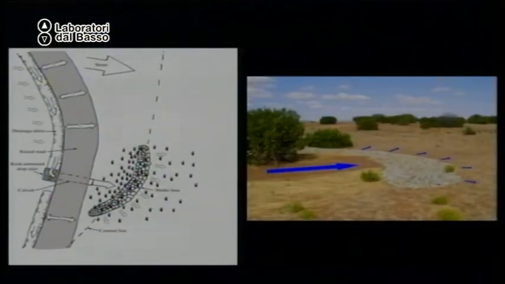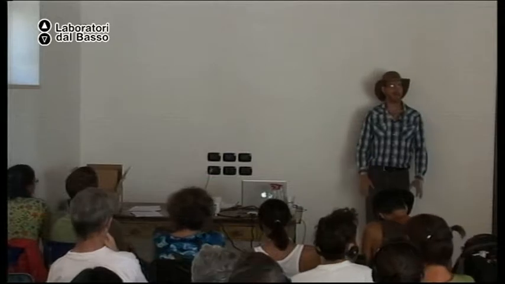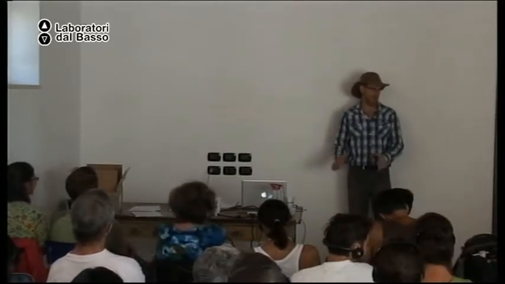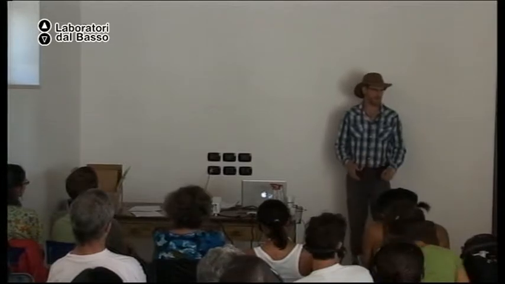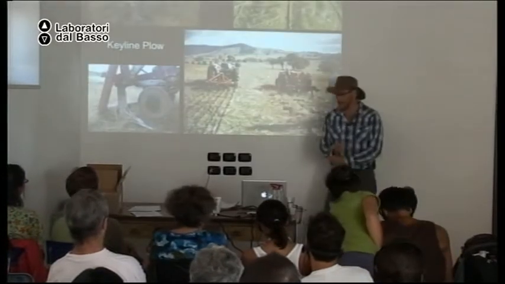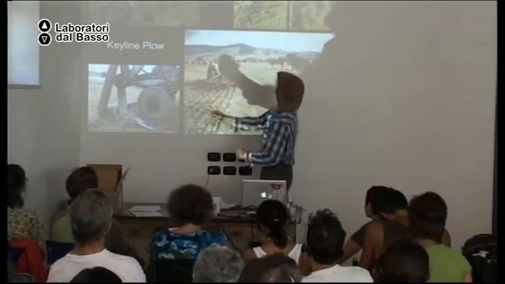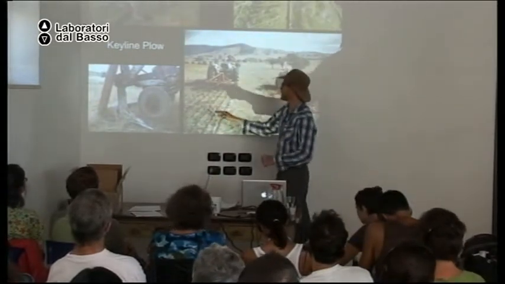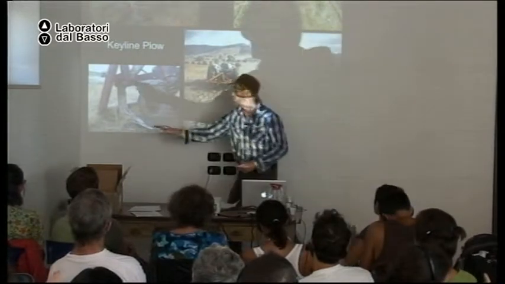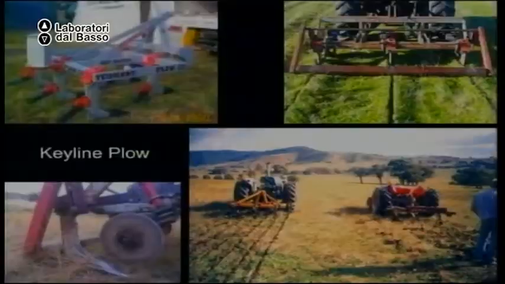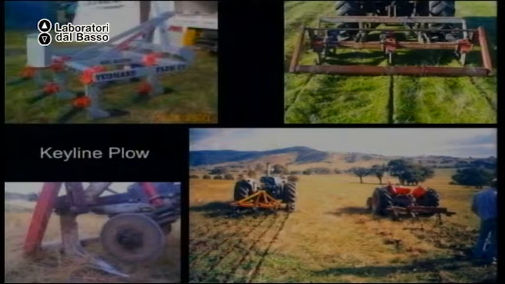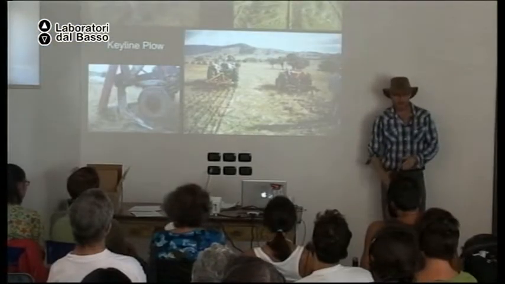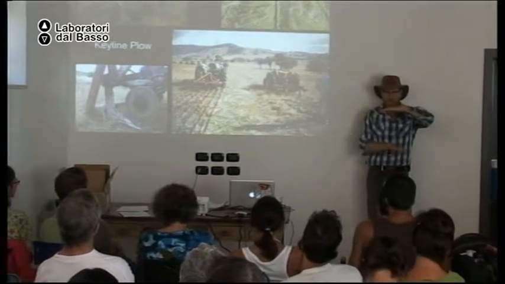We already saw this structure, so I'm not going to repeat it. Okay, now key line plowing. You can plow in a way that harvests water. This is the key line plow here. This is what the blade looks like, and it goes deep into the soil and creates a channel down beneath the soil.